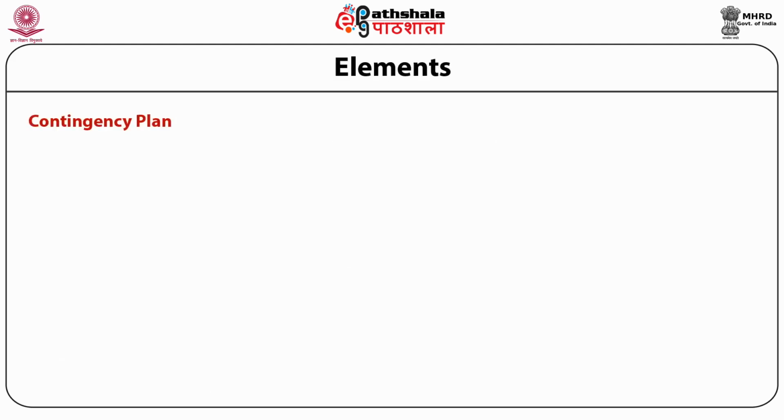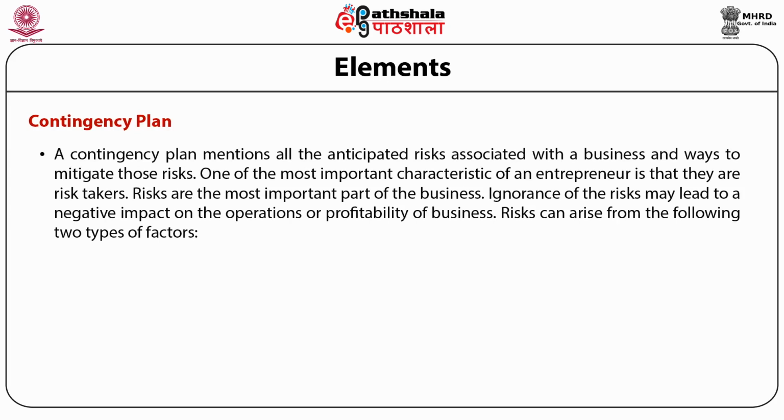Contingency plan. A contingency plan mentions all the anticipated risks associated with the business and ways to mitigate those risks. One of the most important characteristics of an entrepreneur is that they are risk takers. Risks are the most important part of the business. Ignorance of the risk may lead to a negative impact on the operations or profitability of business. Risk can arise from the following two types of factors: internal factors and external factors.